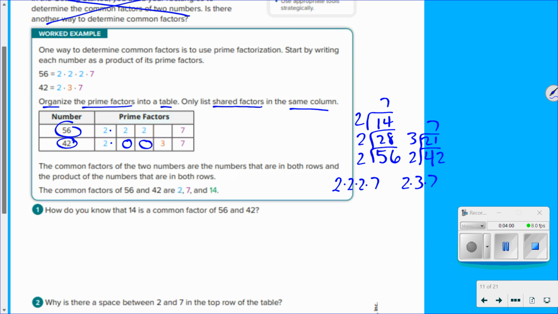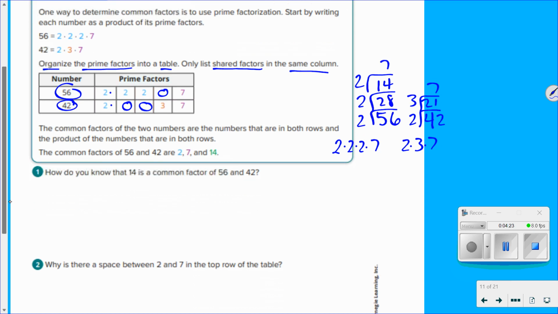Does 56 have 3 as a factor? No, so I have to leave that one blank. But then they both have a 7. Make sense? Does everybody understand how the table is organized? Okay, we again are using good mathematical practice. We start at the smallest number, build to the largest number. You should always do that when you're listing your prime factorizations.